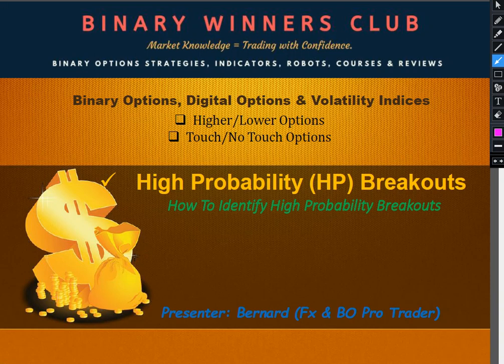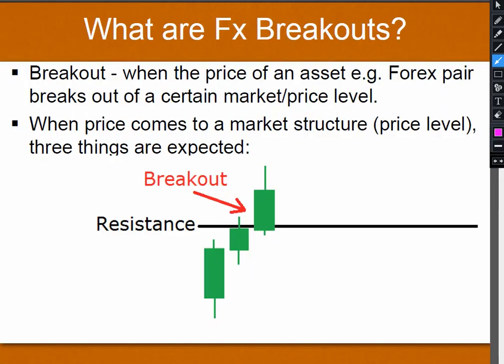And so now, how do we trade these what I call high probability breakouts? How do you identify them? Let's start by looking at what breakouts are. A Forex breakout, as we know it, refers to when price breaks above a given price level or below a given price level. This could be whatever asset. It could be a Forex pair, it could be something like gold, it could be anything, even a stock.